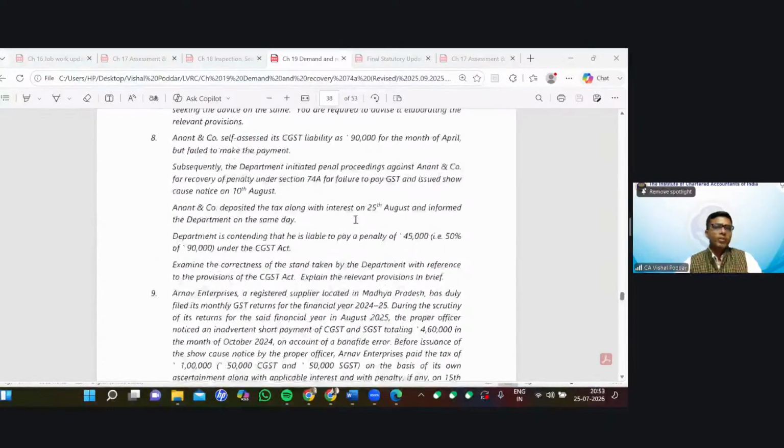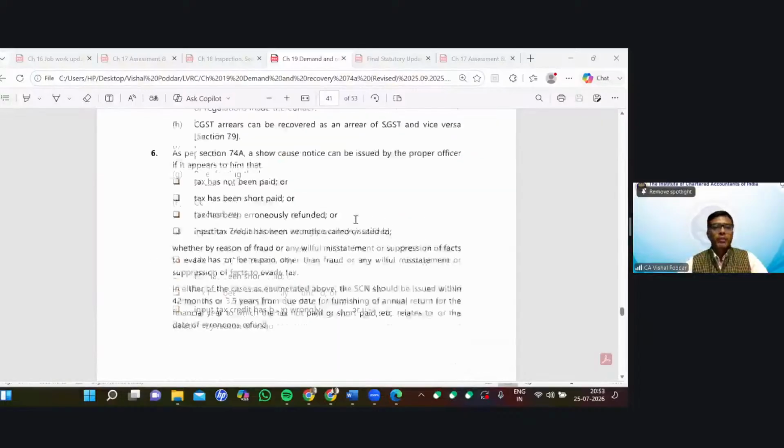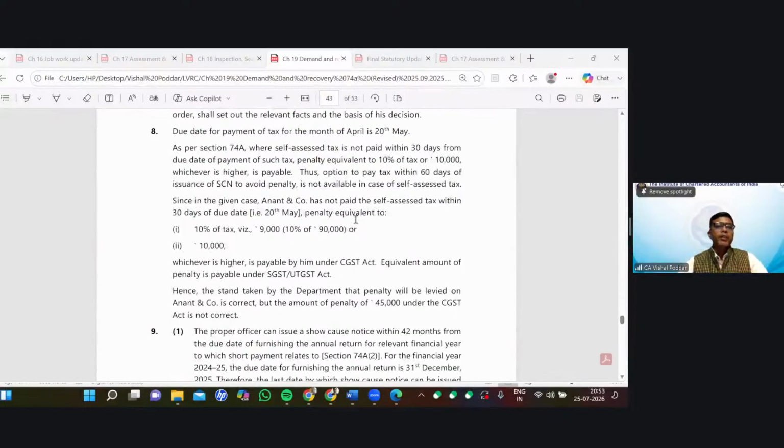Now, students, see, we know that if you pay penalty either before issuance of show cause or after issuance of show cause but before order, there is some discounting in the penalty. But if you remember, to that there is an exception. The exception is self-assessed tax. So in case of self-assessed tax, the position is different. Where you have yourself self-assessed the tax and you have not paid it, in that particular case, the relief may not be what is allowed in the general code.